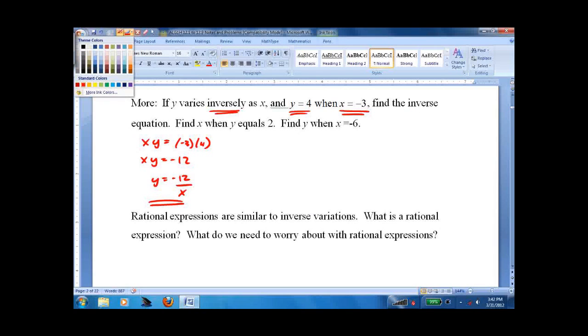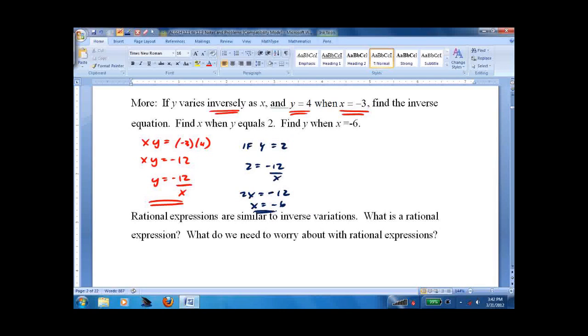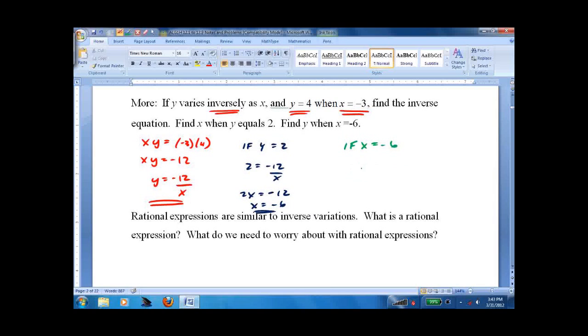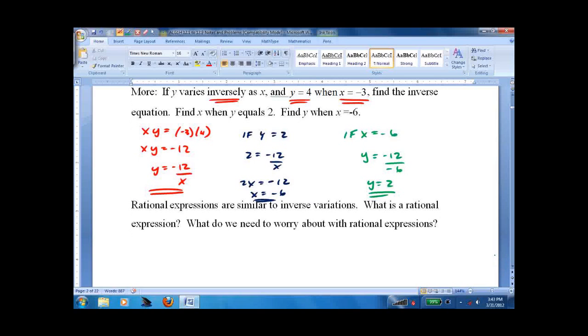Now, if y equals 2, 2 equals negative 12 over x, cross multiply, 2x equals negative 12, x equals negative 6. If x equals negative 6, we really don't even need to do anything else. We know y equals 2, but hey, let's do it right. We would get negative 6, y equals negative 12 over negative 6, y equals 2. So they're really not that challenging to manipulate, and they don't even get that much harder than that.